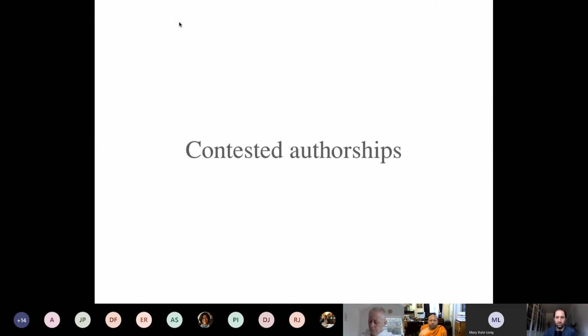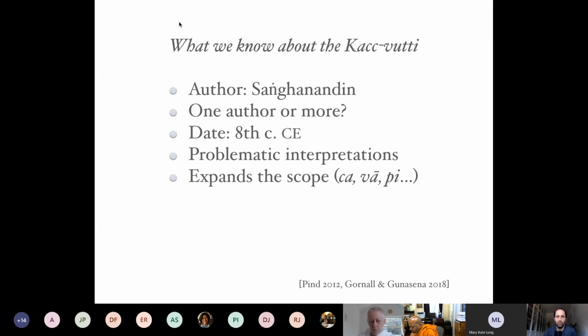Now we are going to discuss a little bit about authorships. Authorships means that maybe there is not one single author for the Kaccāyana Vritti, but the tradition says that there is only one author. So what's going on here? That's what we are going to see now.